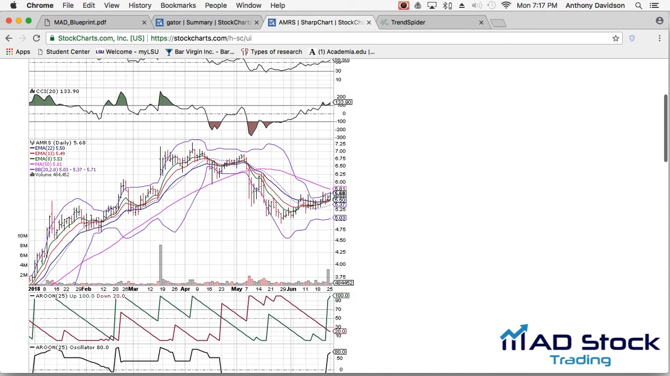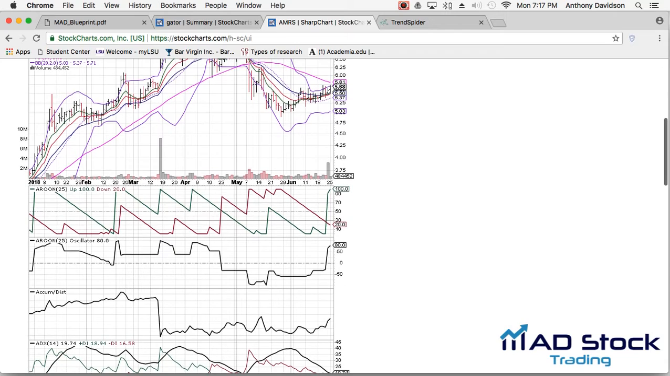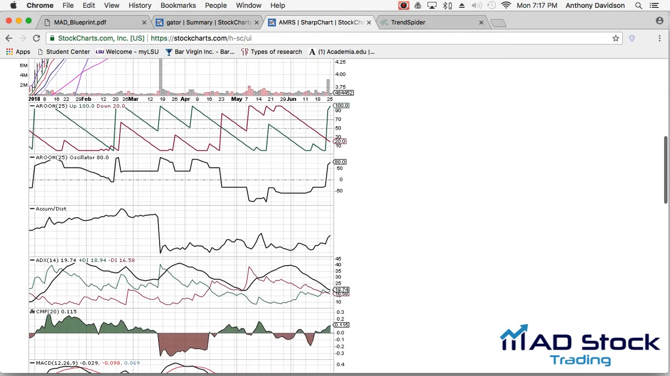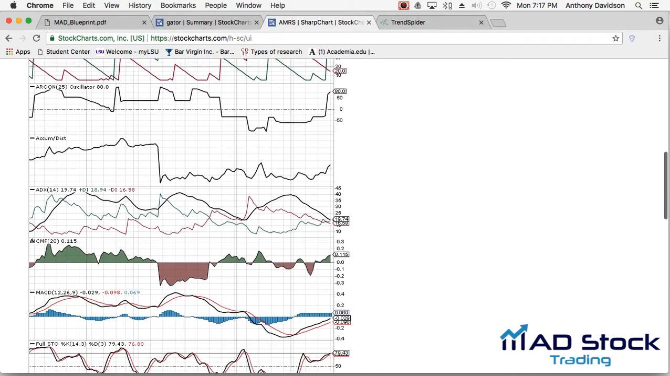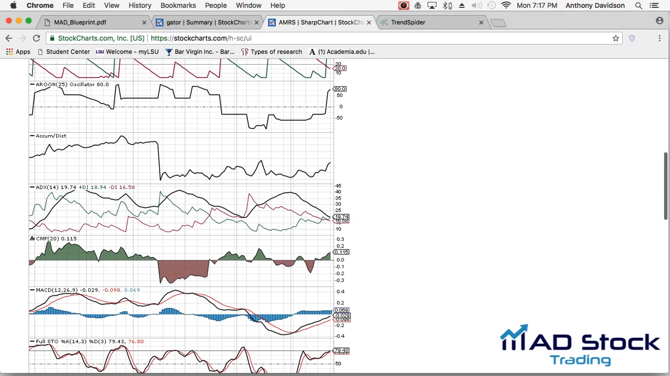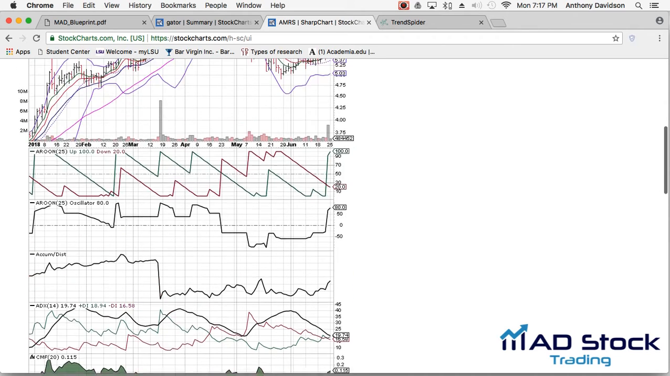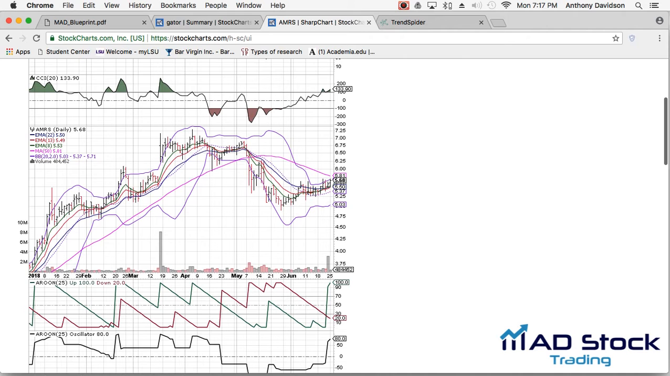Everything is still looking good. I really like the way the Arun looks with the green at 100. Room to accumulate. I mean, everything, Chaikin money flow still after today, still going up. People are still buying it up. So I like it, even though we're positive 2% up.